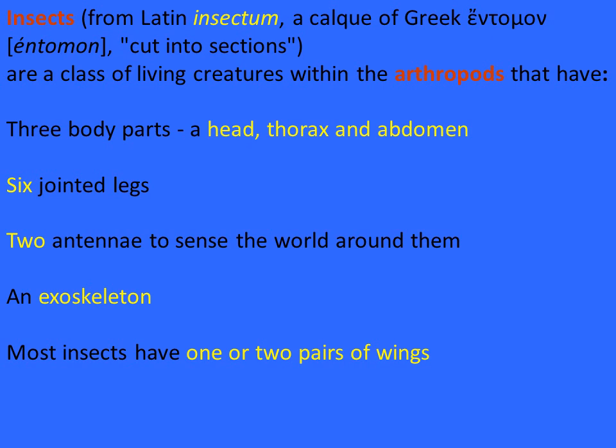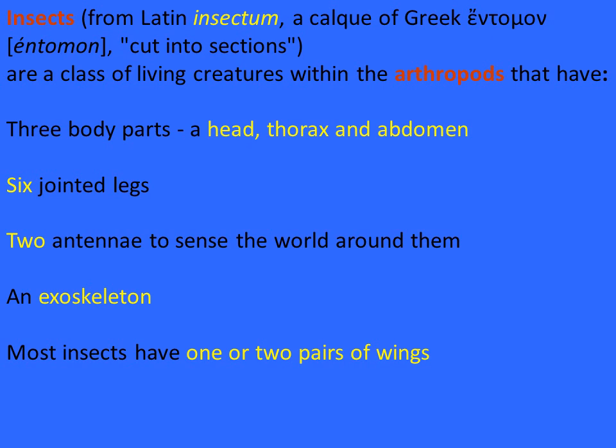They have two antennae meant specifically for sensation. So two antennae to sense the world around them. An exoskeleton made up of chitin, so chitinous exoskeleton. Most insects have one or two pairs of wings.